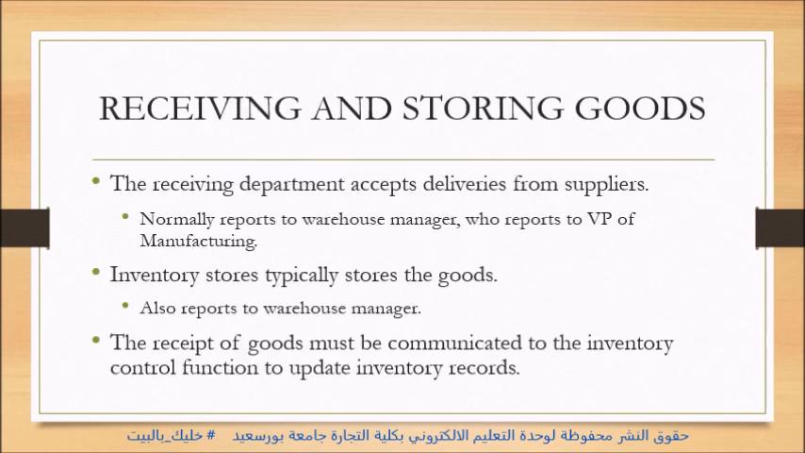The second major business activity in the expenditure cycle is the receipt and storage of ordered items. These two steps are different processes because each is performed by a different organizational function. The receiving department is responsible for accepting deliveries from suppliers. It usually reports to the warehouse manager, who in turn reports to the vice president of manufacturing. The inventory storage department, which also reports to the warehouse manager, is responsible for the storage of the goods. Information about the receipt of ordered merchandise must be communicated to the inventory control function in order to update the inventory records.